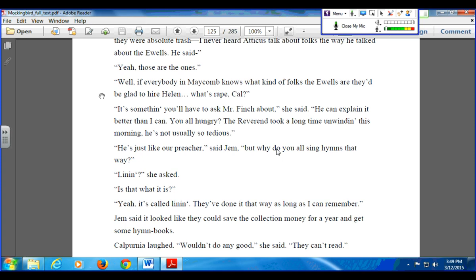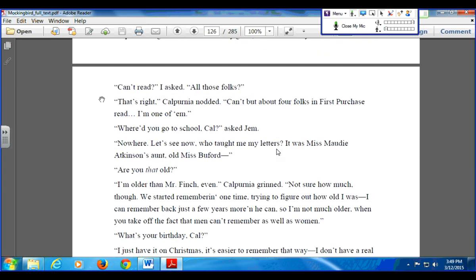They can't read. Can't read? I asked. All those folks? That's right. Can't but four folks in First Purchase read, and I'm one of them. Where'd you go to school, Cal? asked Jem. Nowhere. Let's see now. Who taught me my letters? It was Miss Maudie Atkinson's aunt, old Miss Buford. Are you that old? More than Mr. Finch even, I wondered.